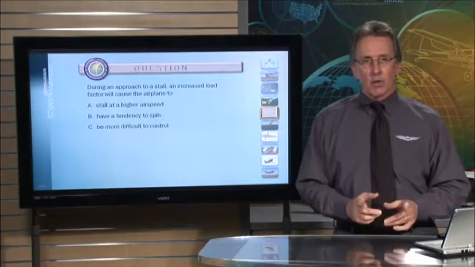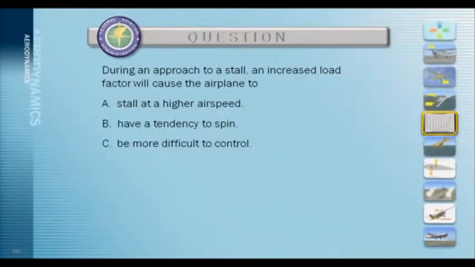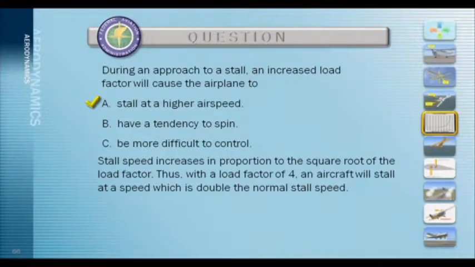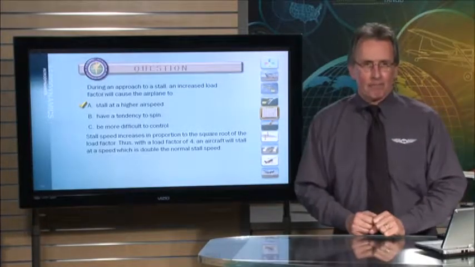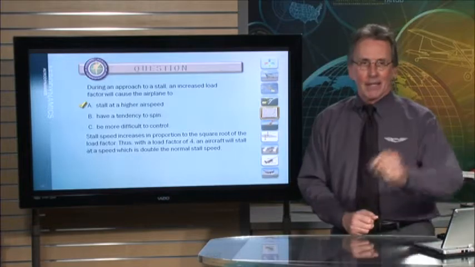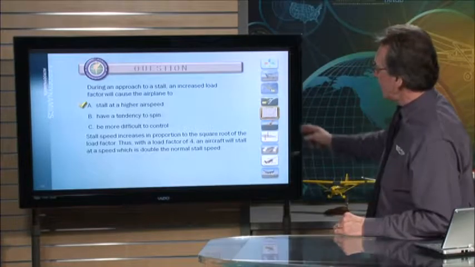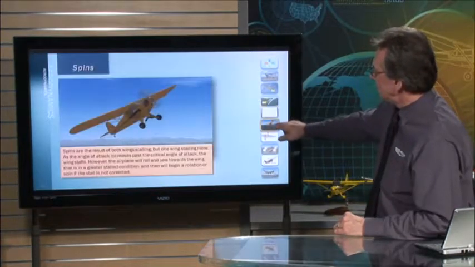Okay, do you have your answer? Let's share. During an approach to a stall, an increased load factor will cause the airplane to A, stall at a higher airspeed. Okay, stall speed increases in proportion to the square root of the load factor. Thus, with a load factor of 4, an aircraft will stall at a speed which is double the normal stall speed. Make sense? Okay, let's continue with our discussion on a new topic, spins.